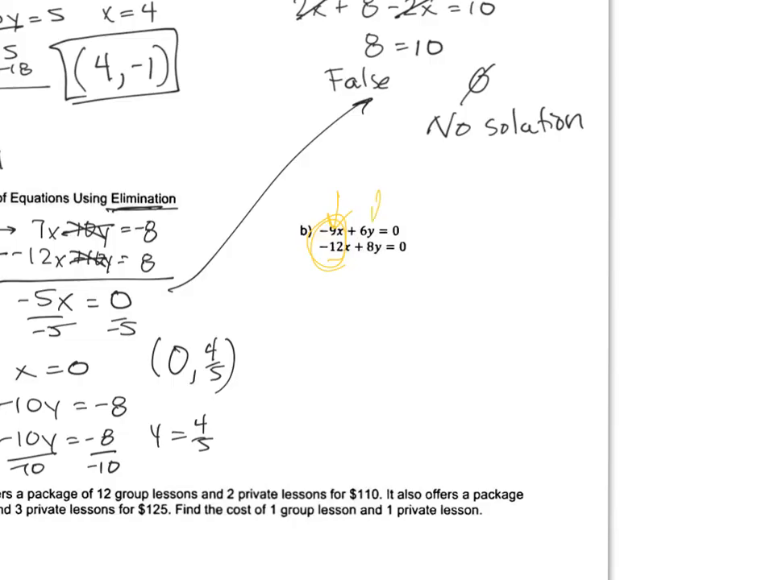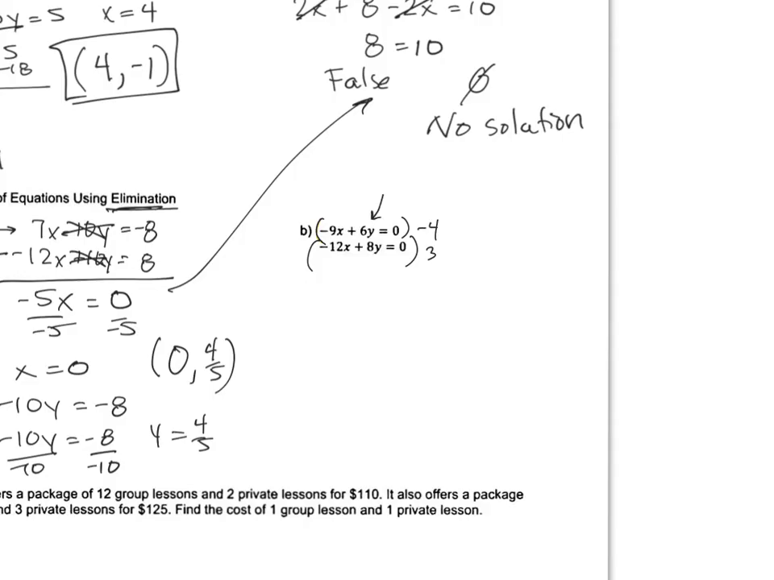Let's look at the y's. If we look at the y's, we can turn 6 into 24. We can turn 8 into 24. But I need one to be negative. So I'm going to have to multiply by a negative on one of these. And it doesn't matter which one you do. So I'm going to multiply the top equation by negative 4. And I'm going to multiply the bottom equation by positive 3.